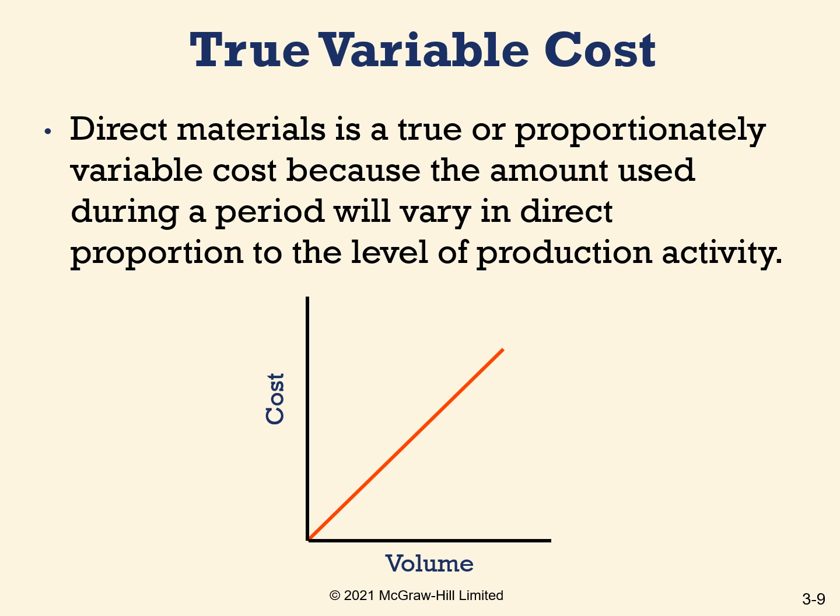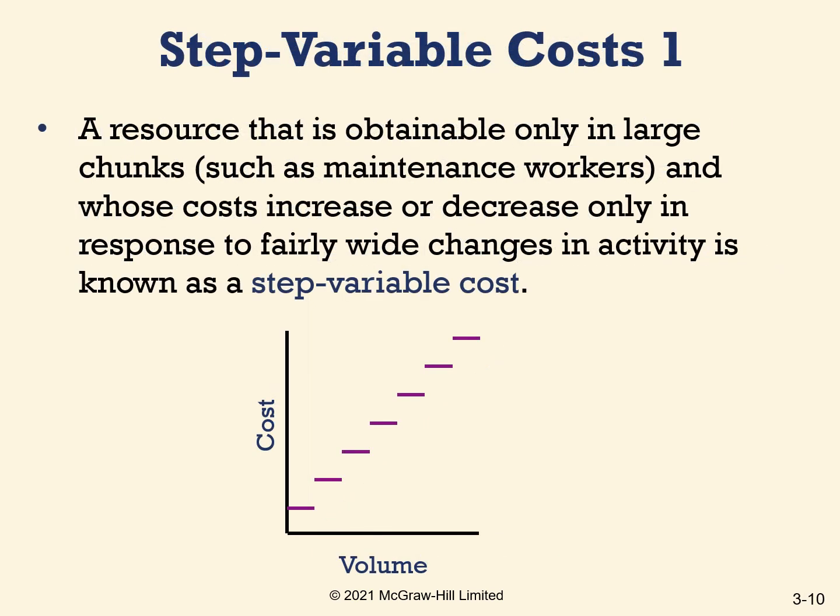So there's true variable cost, but on the next slide, we'll learn about something a little different. This other variable cost type is a step variable cost. A resource that is obtainable only in large chunks, such as a maintenance worker, and whose costs increase or decrease only in response to a fairly wide change in activity, is known as a step variable cost.